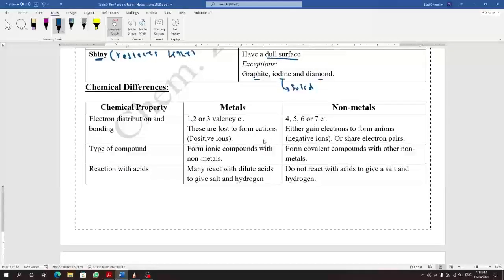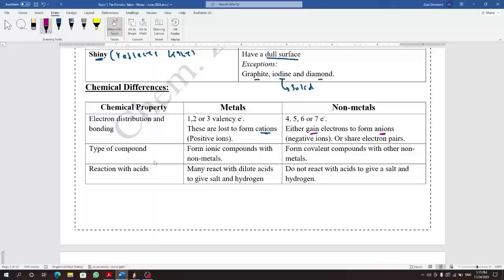As for the electronic distribution, metals have 1, 2, or 3 valency electrons. They tend to lose electrons, forming cations or positive ions. Nonmetals have 4, 5, 6, or 7 electrons. They tend to gain electrons, forming anions or negative ions. They can also share electron pairs, forming covalent bonds.